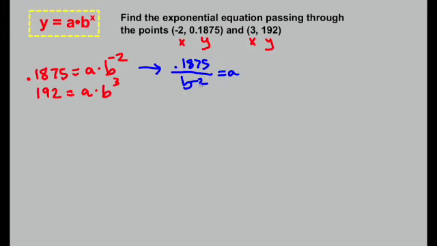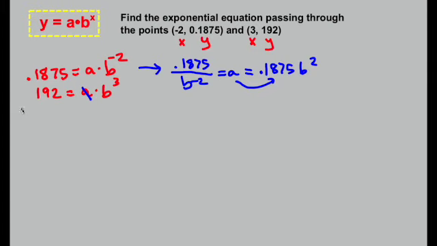And I realize this -2 throws a lot of people off, and all we have to do to fix that is move it to the other side, to the top of the fraction, and change the negative to a positive. So it's going to end up being 0.1875 b squared. So now we know what a is equal to in terms of b, and we can plug it into our second equation. So rather than having an a, we're going to plug in 0.1875 b squared.